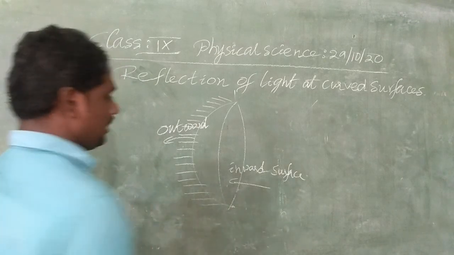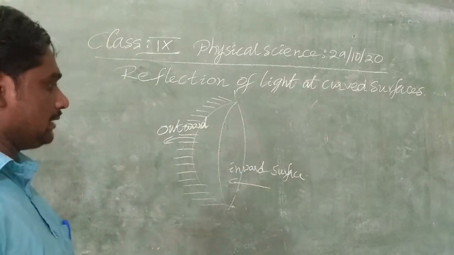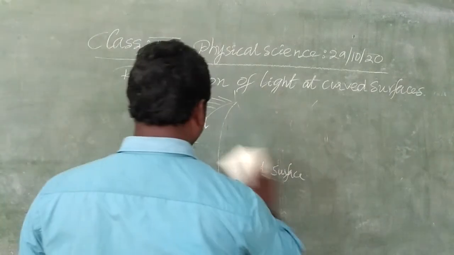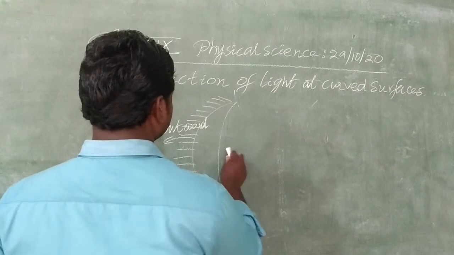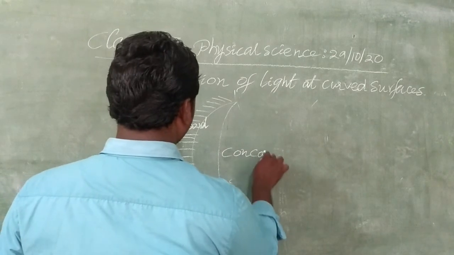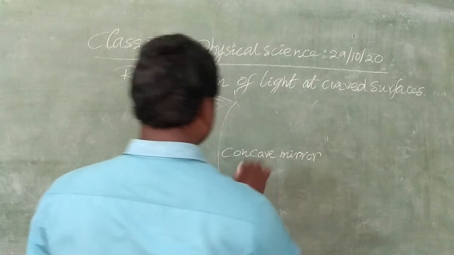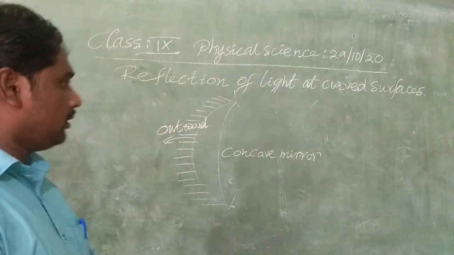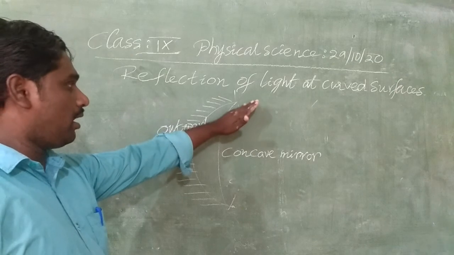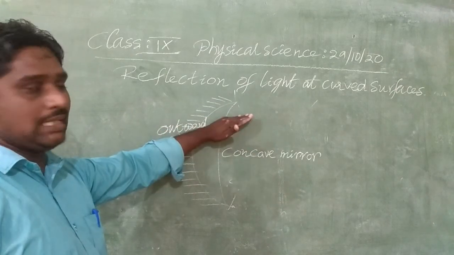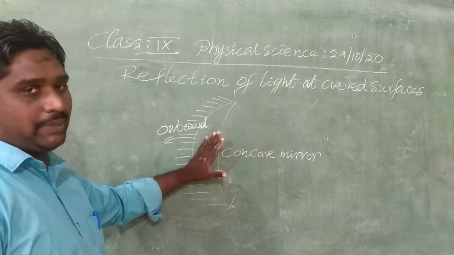What happens? The inward surface acts as the reflecting surface. This is called the concave mirror. A concave mirror is a spherical mirror. It is one part of a sphere.